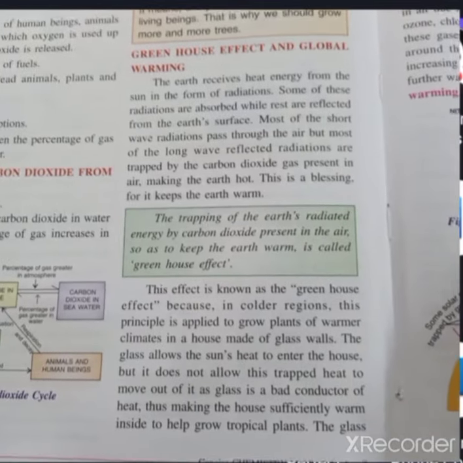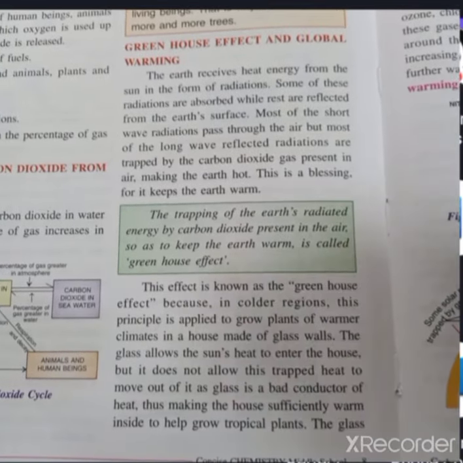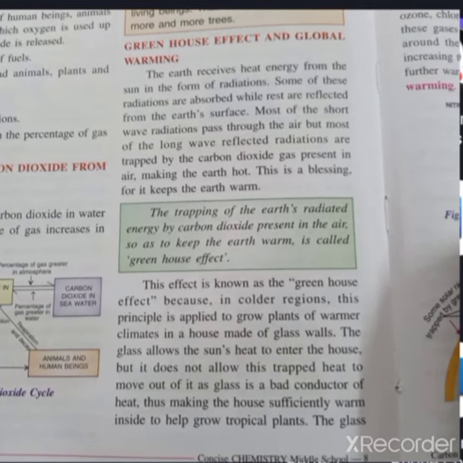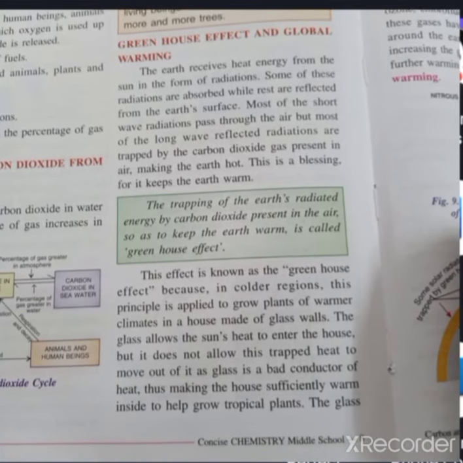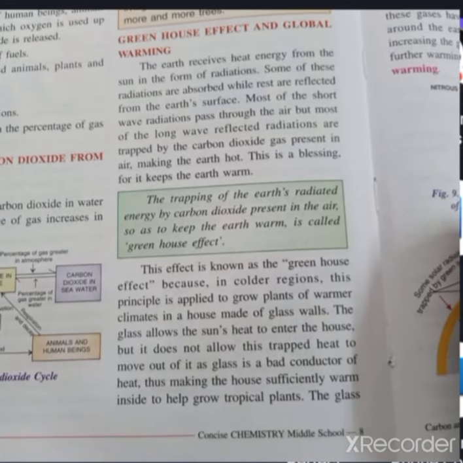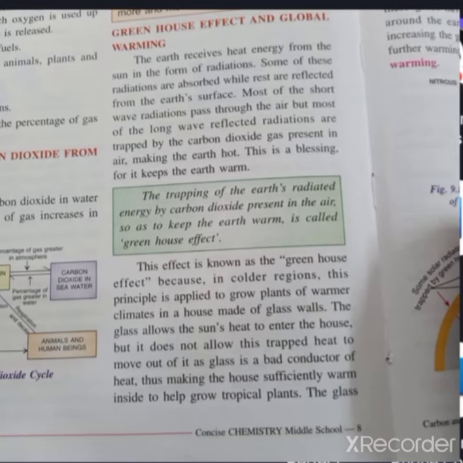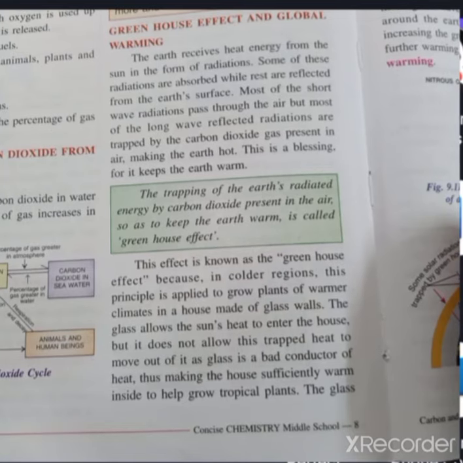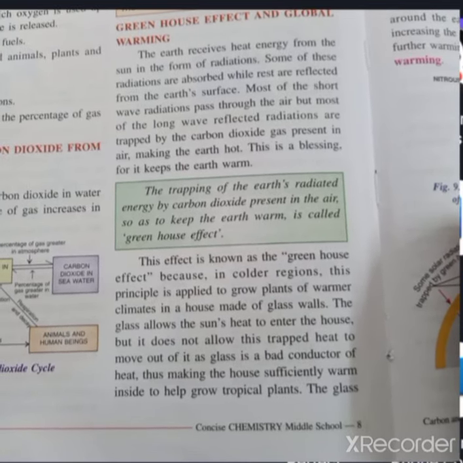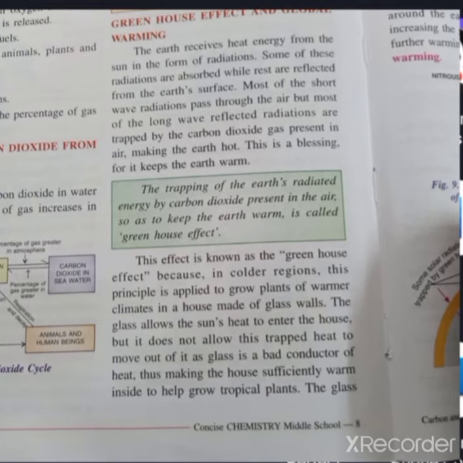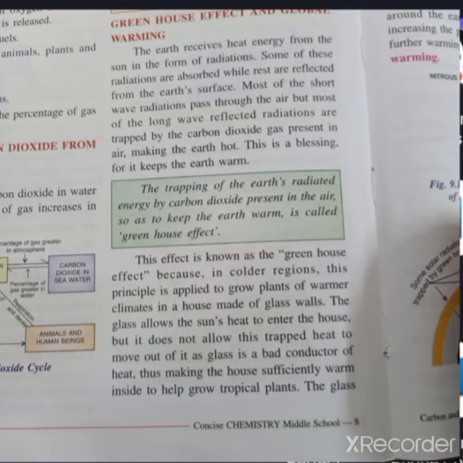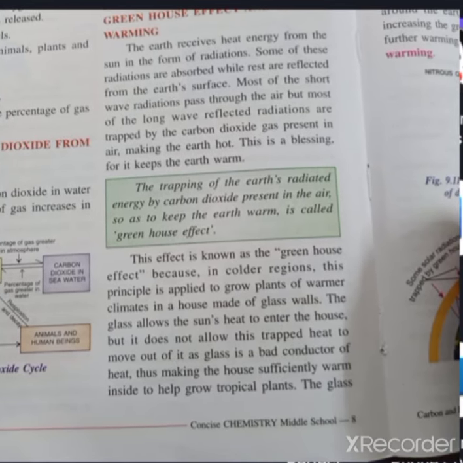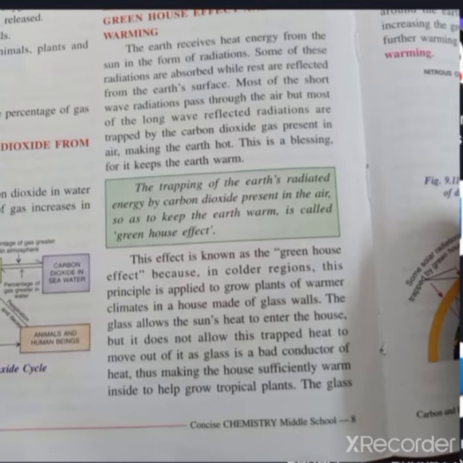Now the effect is known as greenhouse effect because in colder regions this principle is applied to grow plants in a warmer climate in a house made up of glass walls. In polar regions the temperature is very low, so it is very difficult to grow plants or crops that require a good temperature. So there they prepare a glass house, with glass walls, to trap the radiations and allow these radiations to turn into heat, to provide heat to the plants.